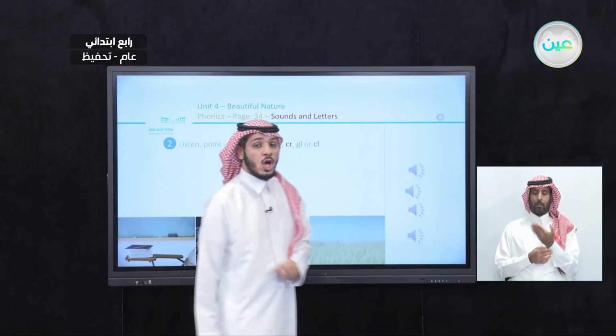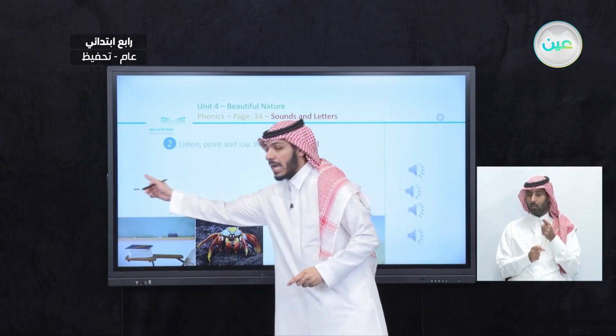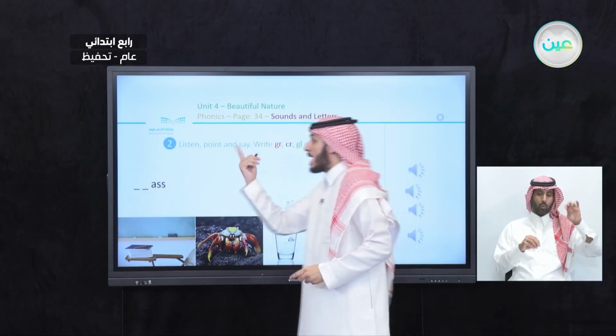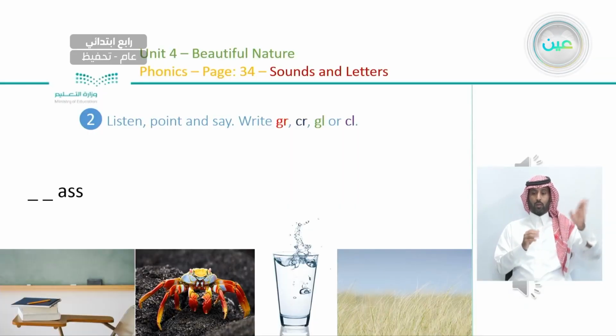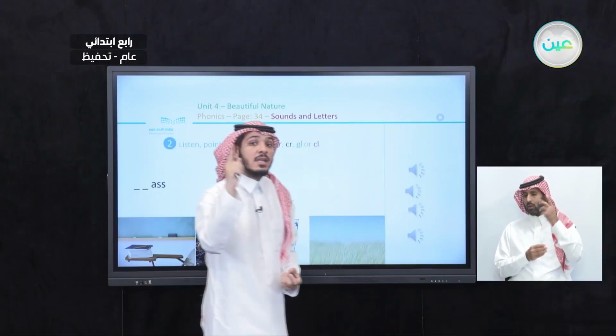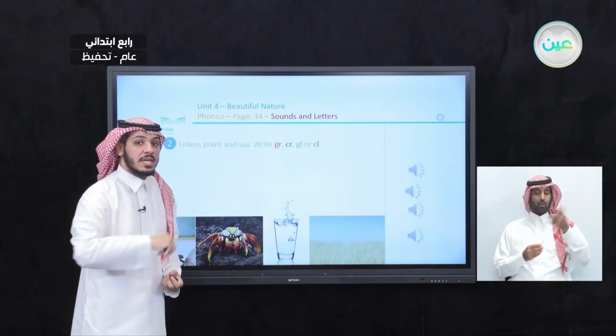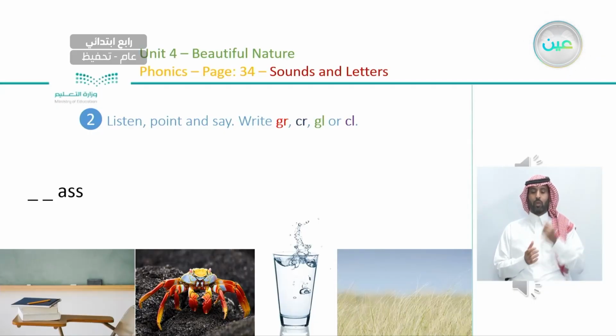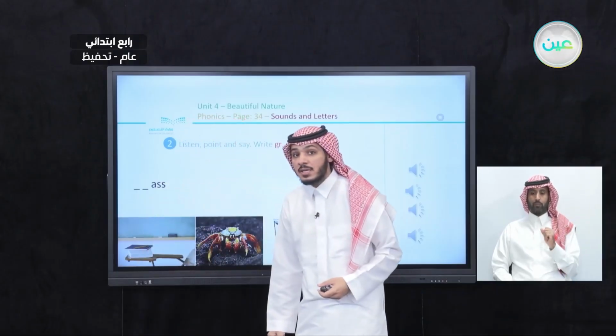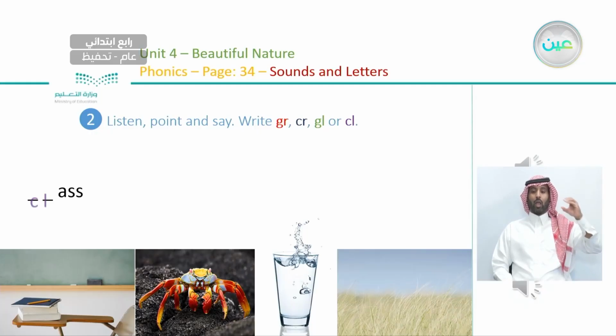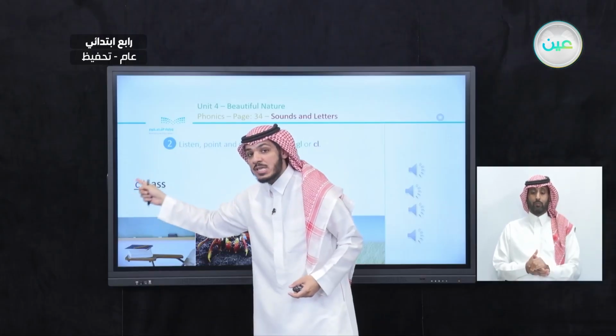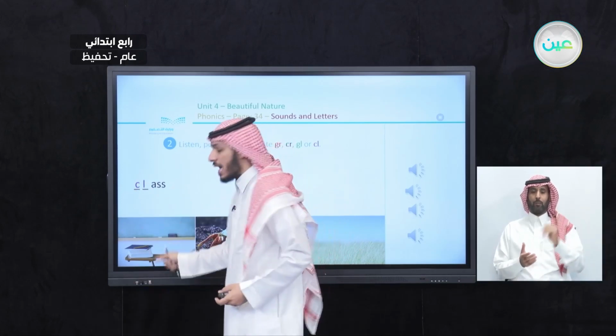Excellent. Okay, now you will add the 2 missing letters here. Is it GR or CR or GL or CL? Now listen and tell me what the 2 letters are. Let's listen. Class. What are the 2 missing letters here? Yes, excellent, it's CL. Class. So we have C, and the C here is pronounced as ka. Excellent. So this is a class in the school.